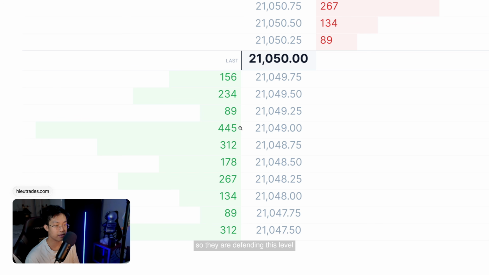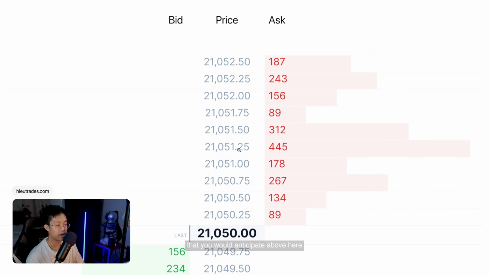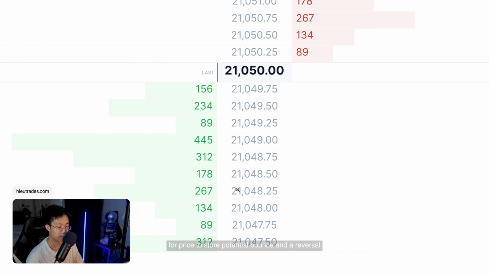So they are defending this level and they are willing to supply 445 buy orders. So for price to drop through here, every single one of those 445 contracts has to be sold into. If the sellers can't do it, then you would anticipate the same thing that you would anticipate above here: for price to stall, potential bounce, and a reversal. But if they are able to consume all of these 445 buy contracts, then the market will simply move lower to facilitate any remaining demand with its existing supply at lower levels.